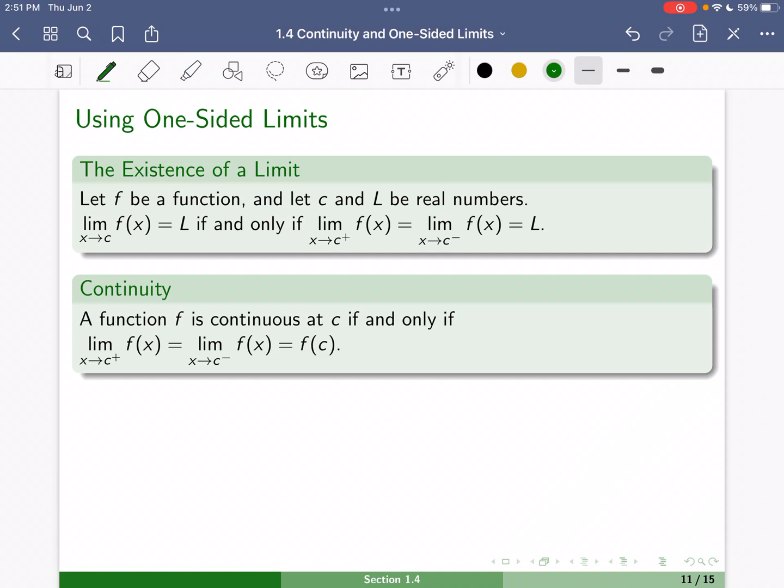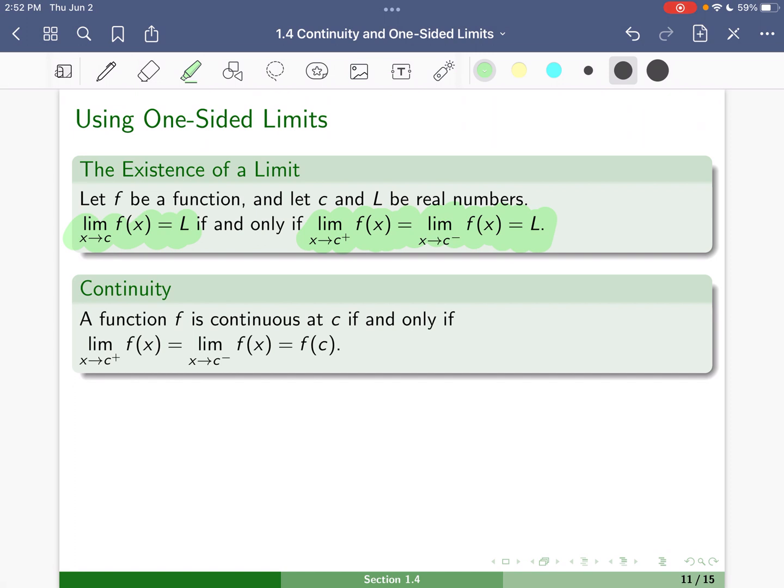In this video we are going to look at how we go about using one-sided limits. If f is a function and c and L are real numbers, the limit of f of x as x approaches c is equal to L if and only if the right-hand limit and the left-hand limit are the same, and if they're the same value, that value is L. So this gives us a way to have a limit.